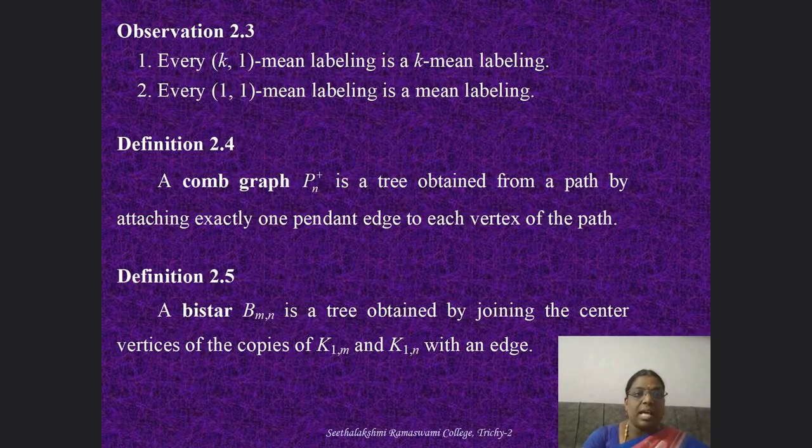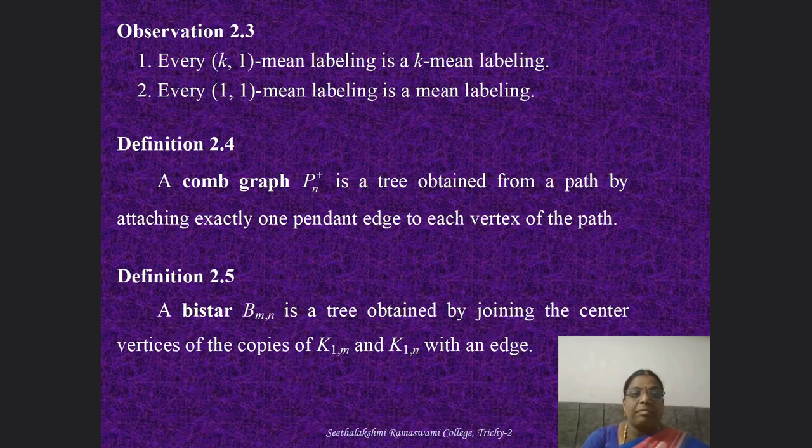The observations are: every (k, 1) mean labeling is a k-mean labeling, and every (1, 1) mean labeling is a mean labeling. For this discussion, we have considered two graphs. One is the comb graph and another one is the bi-star graph.